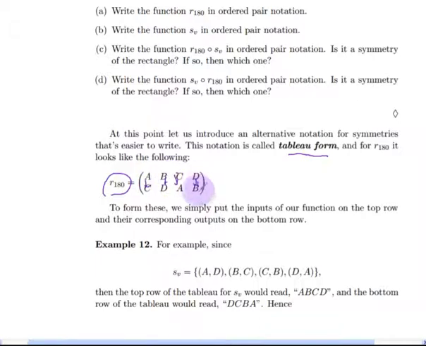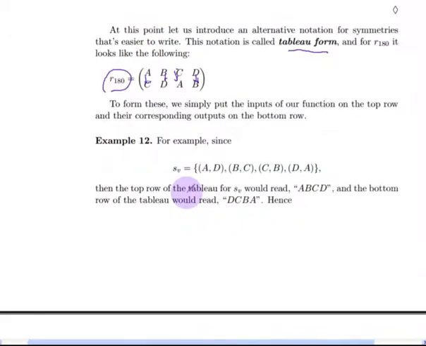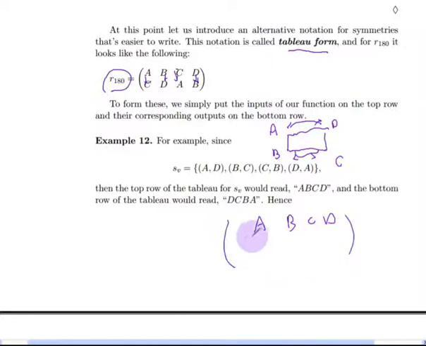Now, if you consider the flip around the vertical axis, this is the representation of that in pairs. Remember here, this was A, this was D, this was B, this was C. And remember, A and D switched and B and C switched. So A goes to D, B goes to C, C goes to B, D goes to A. So you would represent this as A, B, C, D on the top row. On the second row, D, C, B, A.